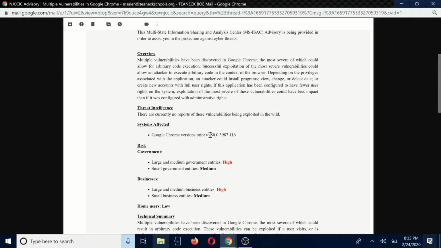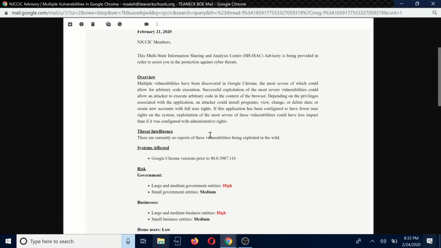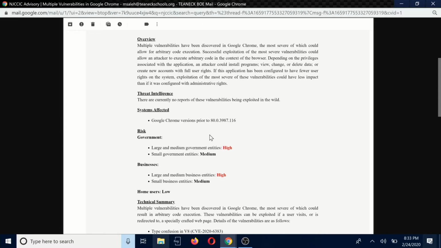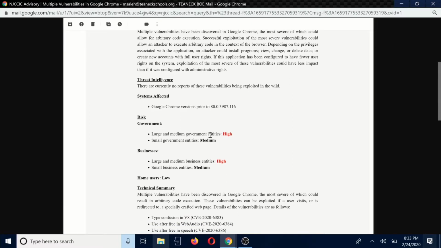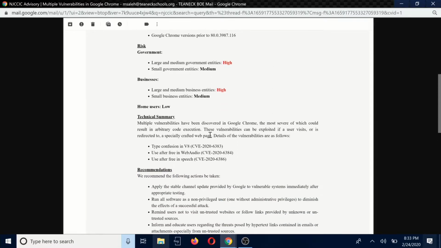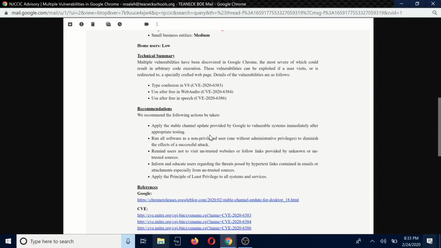So this is the email that came from NJ Kick, and they go over the issues, the overview, home users, and some of the technical summary. But what I want to go over is the recommendations. And these are pretty straightforward recommendations, but I think we really need to set the standard moving forward. This is how any vulnerability should be treated.